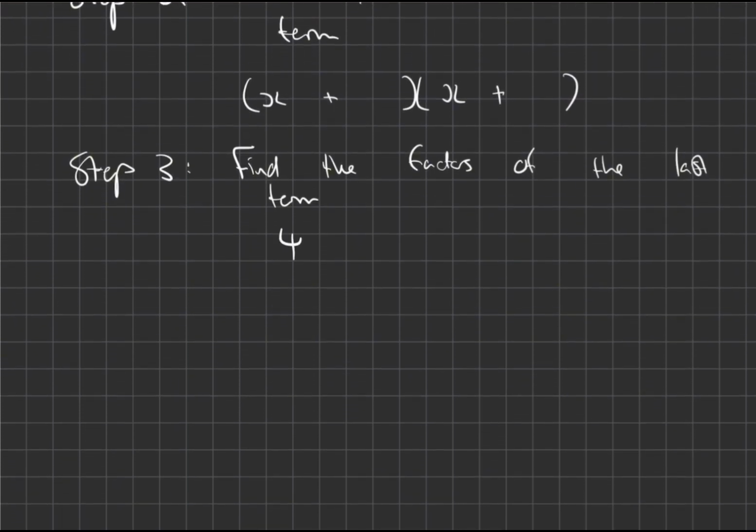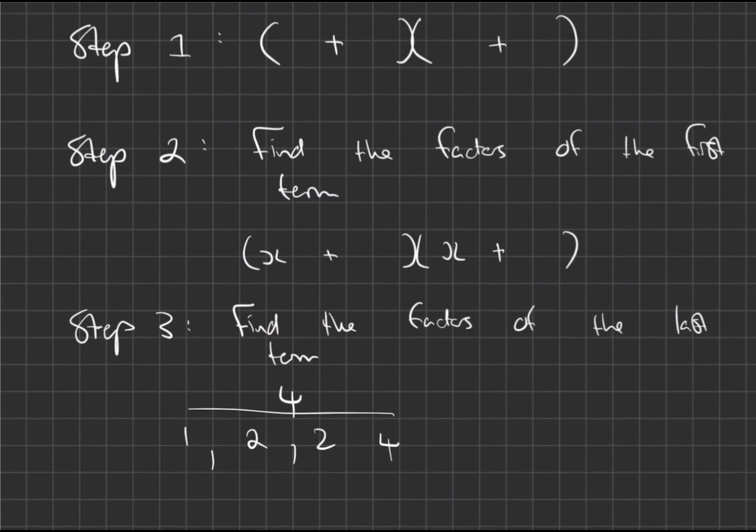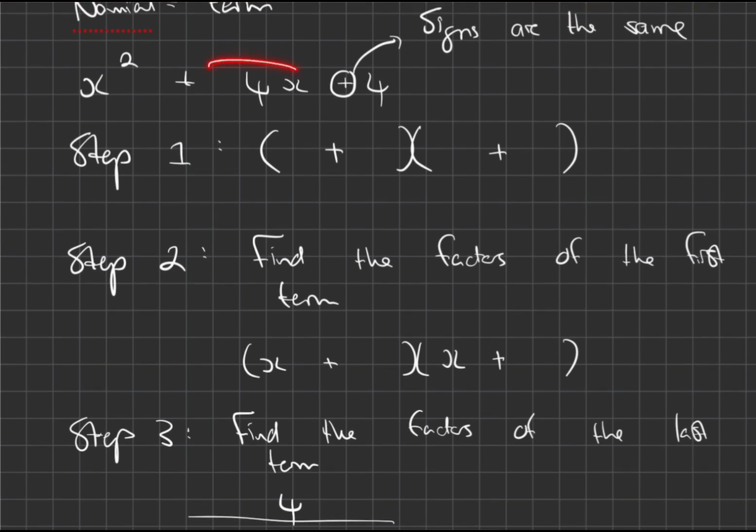So the factors of 4 can be 1 and 4, and they can also be 2 and 2. Because how many times does 1 go into 4? It goes in there 4 times, right? And how many times does 2 go into 4? It goes in there twice. Okay, cool. So now we need to find a pair of factors that will add up to the middle term.